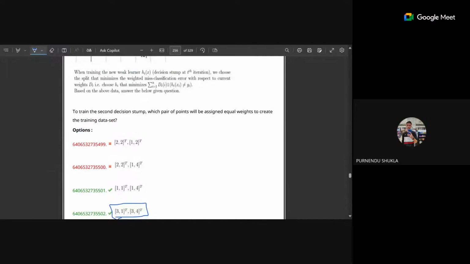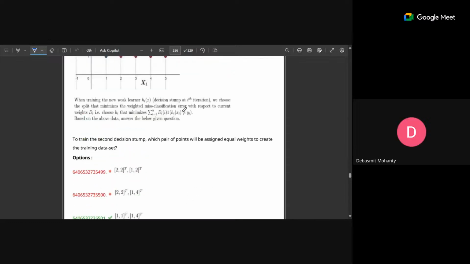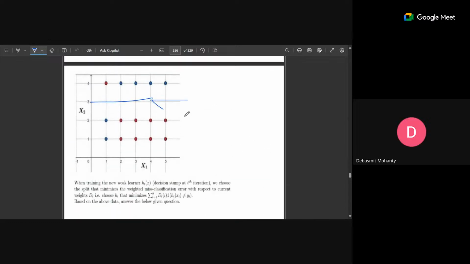Am I audible? Yeah. So what is happening? Can you draw this line thing from 3-1 to 3-4? Where is 3-1? 3-1 is here. Okay, and 3-4 is here. Okay, so you are basically drawing a vertical line there.